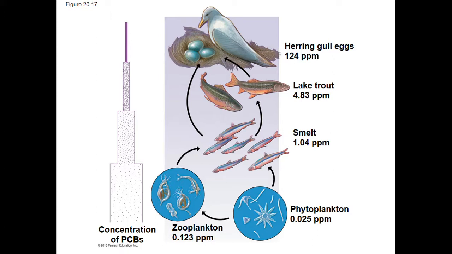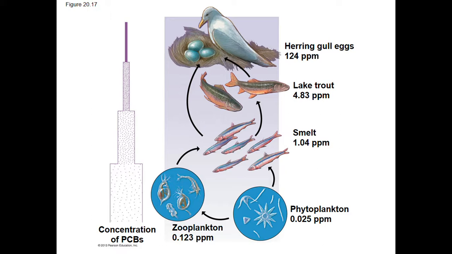Another example, PCBs, or polychlorinated biphenyls. I won't get into details, but these can happen from coolant runoff. So if a factory has some coolant runoff, it can get into the ecosystem, and each level we go up here, we can see more ppm, or parts per million, of PCB. So this is really not fun.